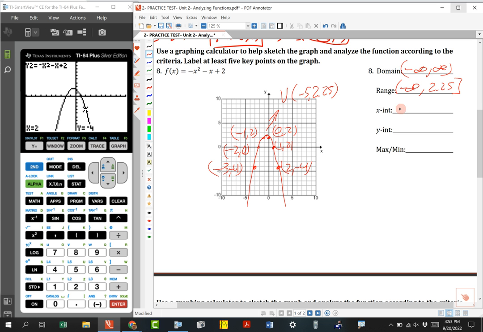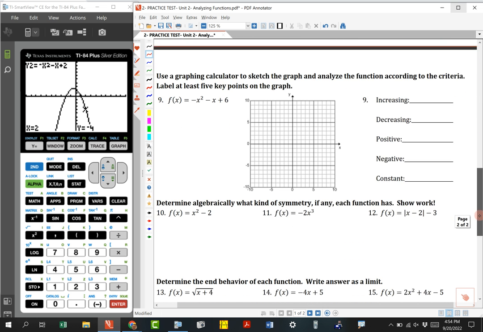The x-intercepts, we found those. So -2, 0 and 1, 0. And the y-intercept was 0, 2. And the max, it does have a max, and the maximum is at -0.5, 2.25. So that's the point. And again, try not to get confused with the things that are points versus the things that are intervals.